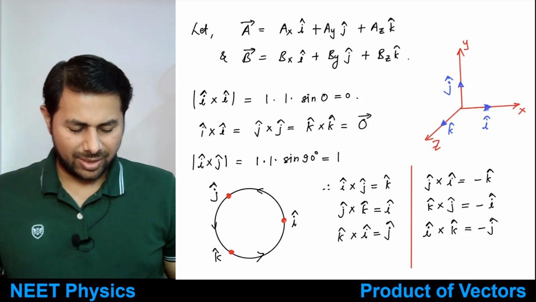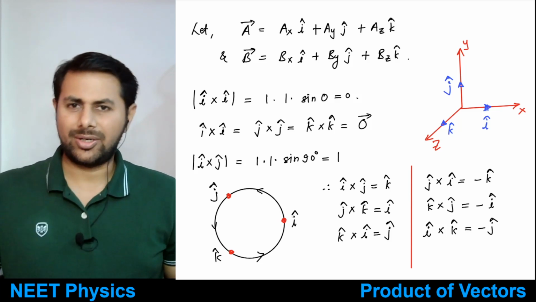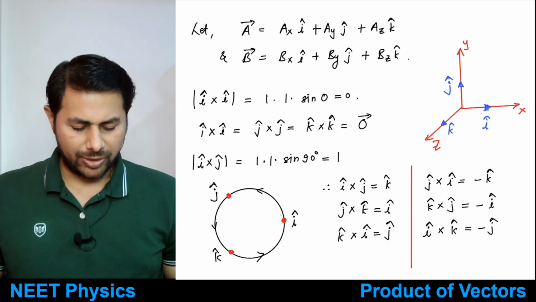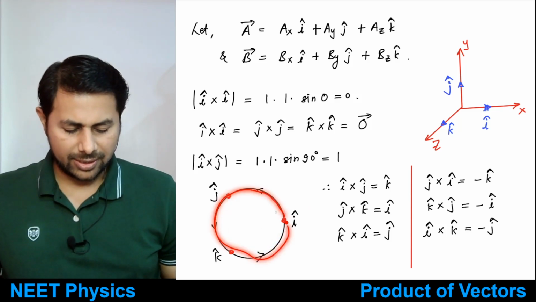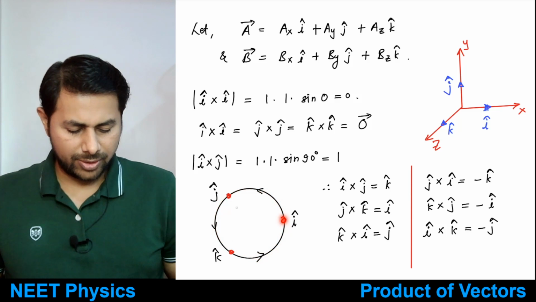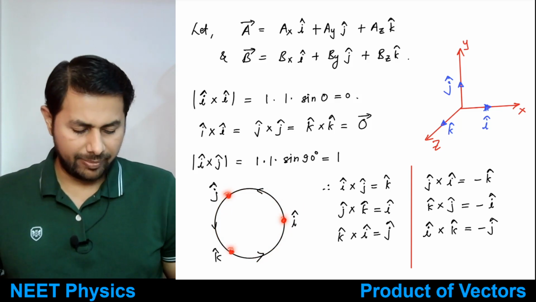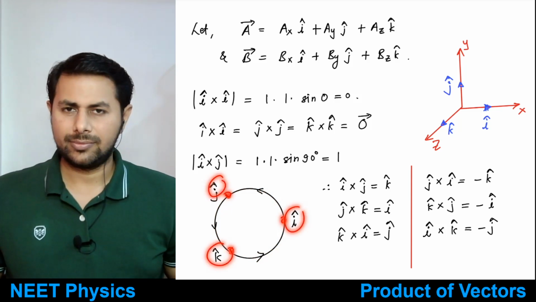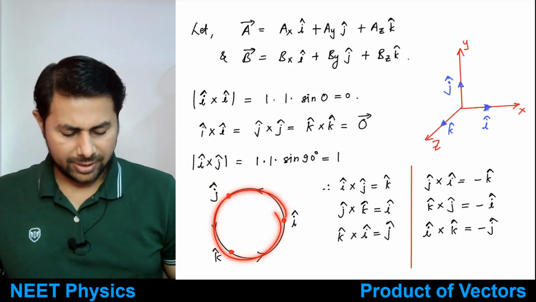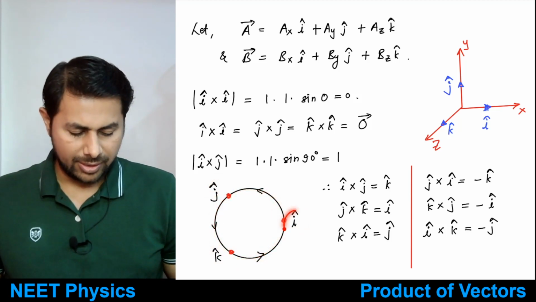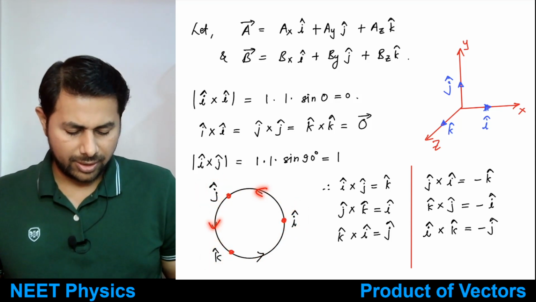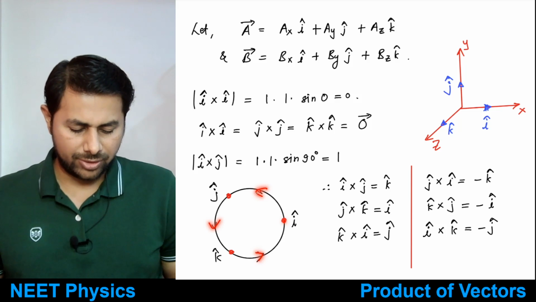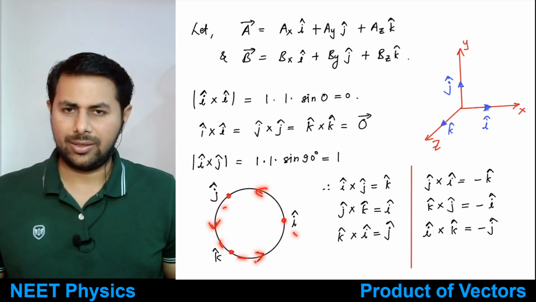Now we can take them in an order, i cap, j cap, k cap. What we can do is use this little trick. Just draw a circle like this, put 3 dots and call them i cap, j cap, k cap. Then draw the arrows pointing from i to j, j to k, and k to i.